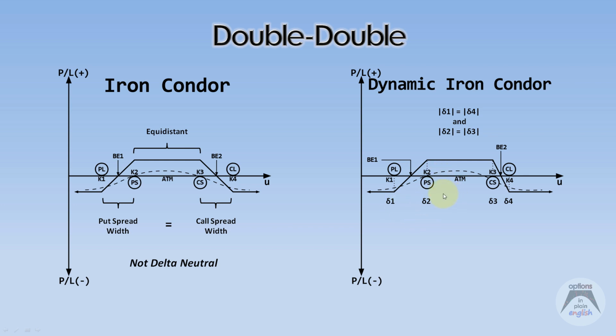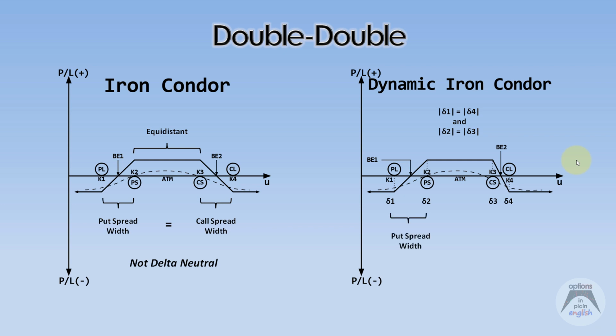In that case, the short put is going to be at 15, and the long put is going to be at 5. The short call is going to be at 15 as well, and the long call is going to be at 5 as well. Now you're going to have a perfectly balanced Iron Condor, and that's going to allow you to have a delta neutral Iron Condor.